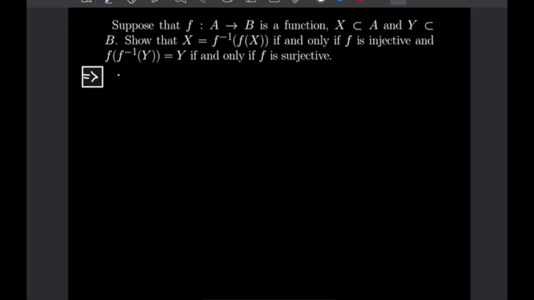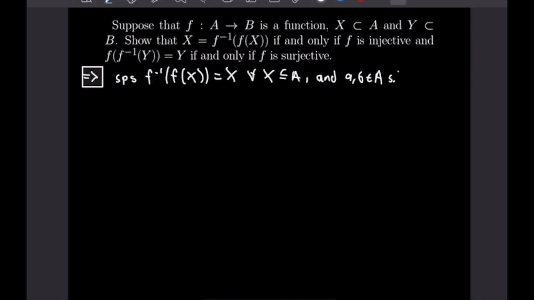So like I said, let's begin by supposing that the preimage of the image of our big X is equal to X. And this will be for all X, which is a subset of A. And because we want to prove injectivity, we will go ahead and add on our setup for that as well. And so in addition to that, we will have a and b, which are in our domain A, such that f of a is equal to f of b. And recall from our proofs of injectivity, we want to show that that implies a is equal to b, and that will prove injectivity here.